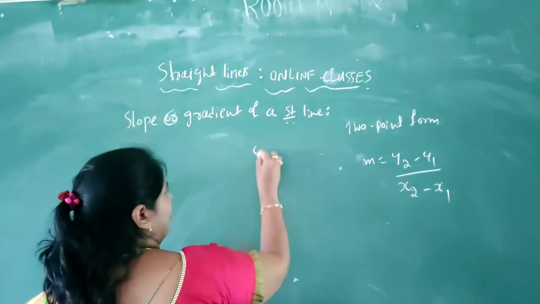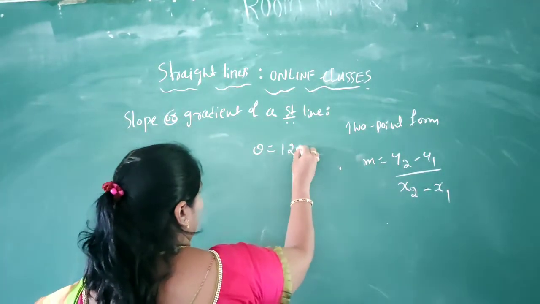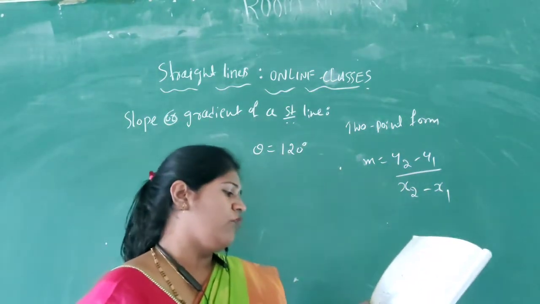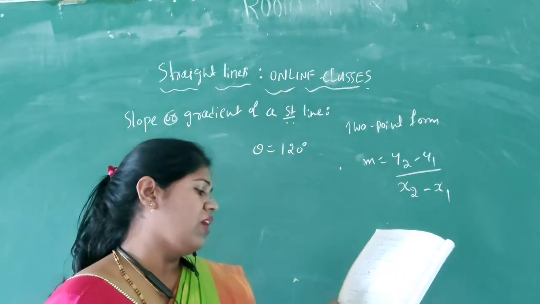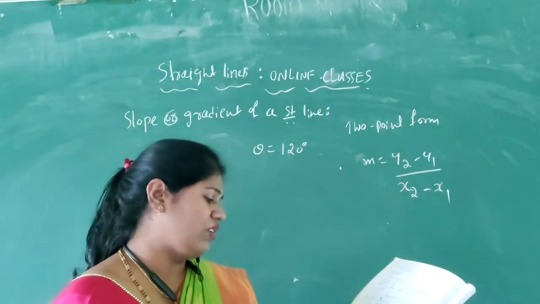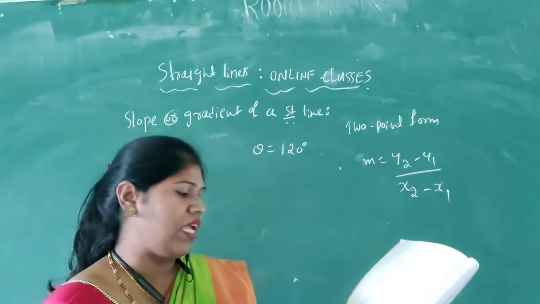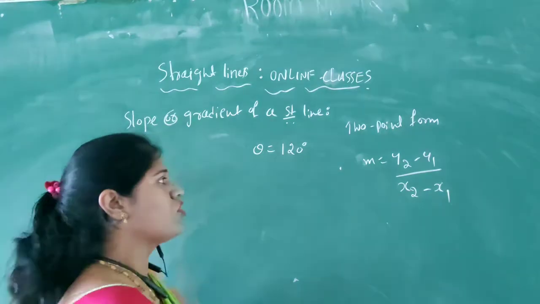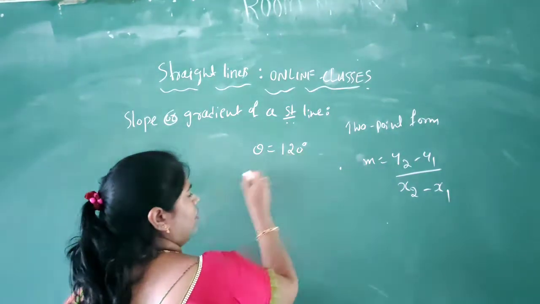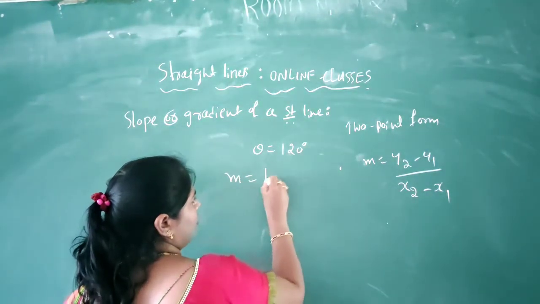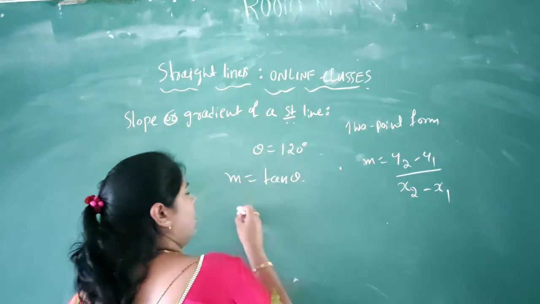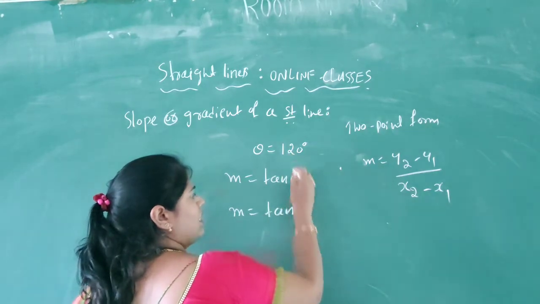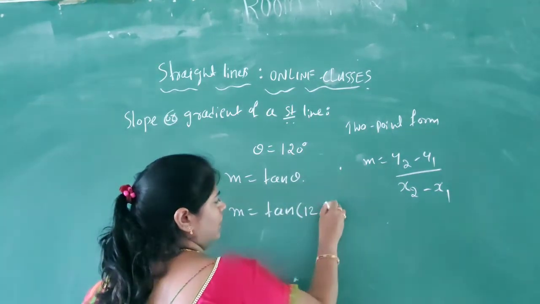What is theta here? Theta is equal to 120 degrees. So the question is: find the slope of the line if a line makes an angle of 120 degrees with the positive direction of x-axis. Then the formula will be m is equal to tan theta. If theta is given, we have to use m is equal to tan theta. So m is equal to tan 120 degrees.